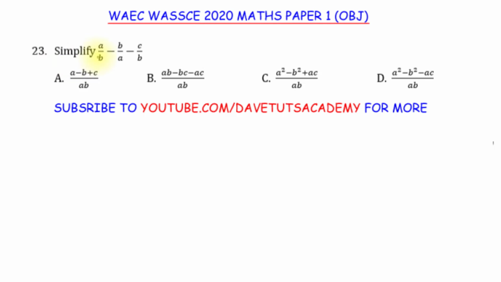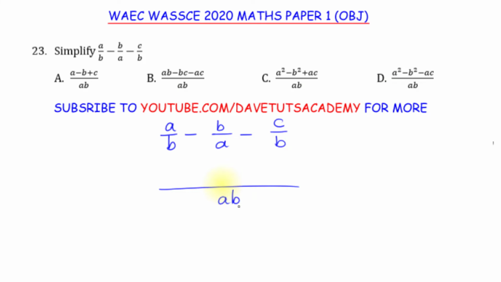In this question, we are to simplify a over b minus b over a minus c over b. A simple slam dunk question on fractions. So let's find the LCM. Looking at the denominators, you can see we only have a and b featuring there. So if we put ab as the denominator, you can see that's consistent with all the options we have.